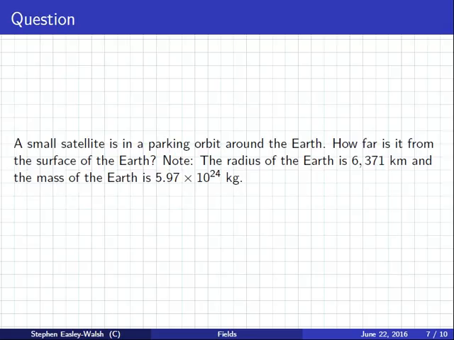So I'll just give you a minute to try this one, but you're just using Kepler's Second Law here. And the T is 24 hours, in seconds though. Yeah, 3,600 times 24.